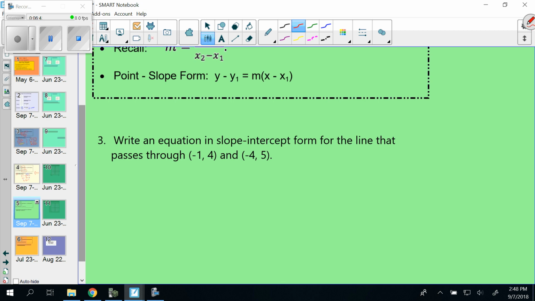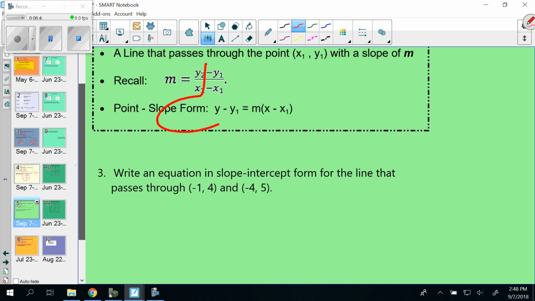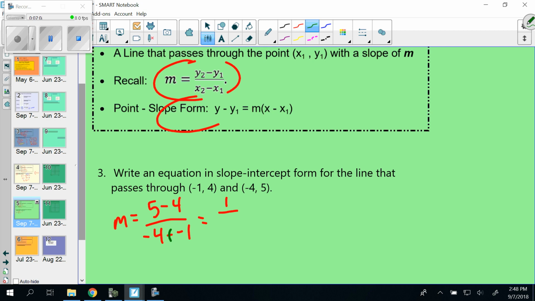We can use our slope formula in order to do that. So if we use this, we can figure out what the slope is. Our slope is the difference in our y's, 5 minus 4, over the difference in our x's. Okay, so that gives us 1 over, and we're minusing a negative here, so we want to be adding. Looks like we get a slope of -1/3.